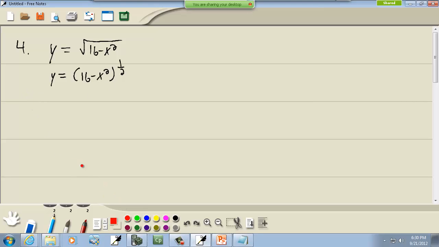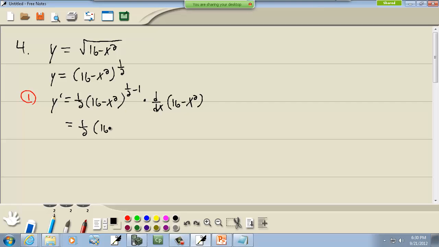Now remember our steps. First step was to find our derivative. Well, this is the chain rule. We've got parentheses to a power. So you're going to take your power, put it out in front. What's inside the parentheses remains as is. Lower your power by 1, and then you multiply it times the derivative of what's inside the parentheses. And that's the chain rule. Well, that gives us 1/2, and we got 16 minus x squared. 1/2 minus 1 gives us negative 1/2. And then the derivative of 16 drops away, and the derivative of negative x squared gives us negative 2x.